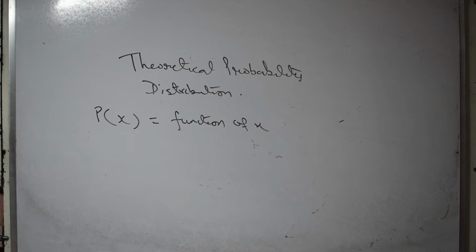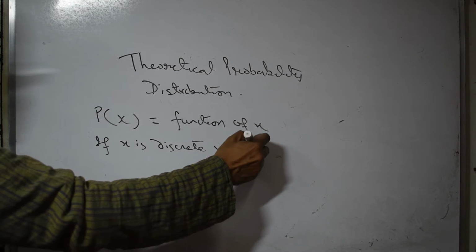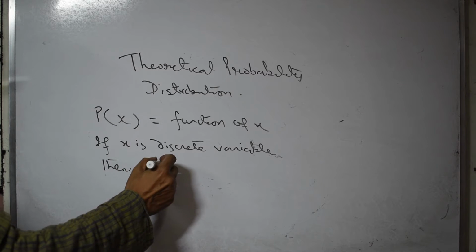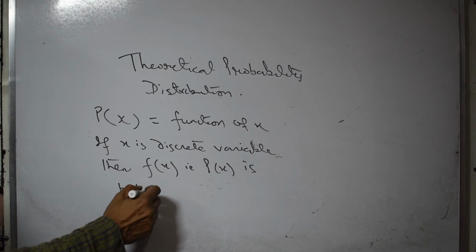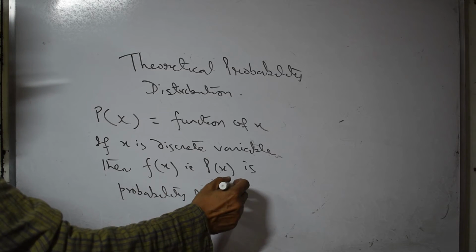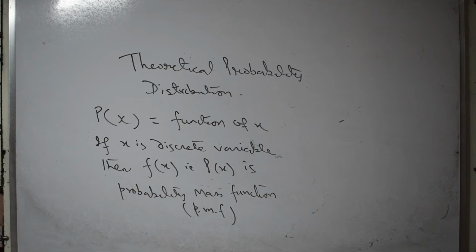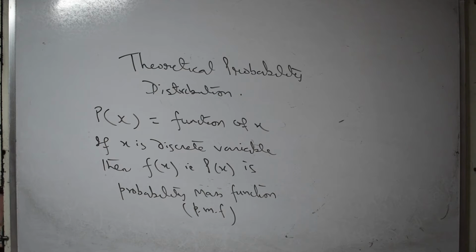Now this function can be of two types. If x is a discrete variable, which means it takes only some particular values or isolated values, then this function of x, this f(x), is called a probability mass function. In short, we say PMF. Another idea is there: if x is a continuous variable, then it is considered to be a density function, probability density function. But today my main target is to discuss one particular type of probability mass function.